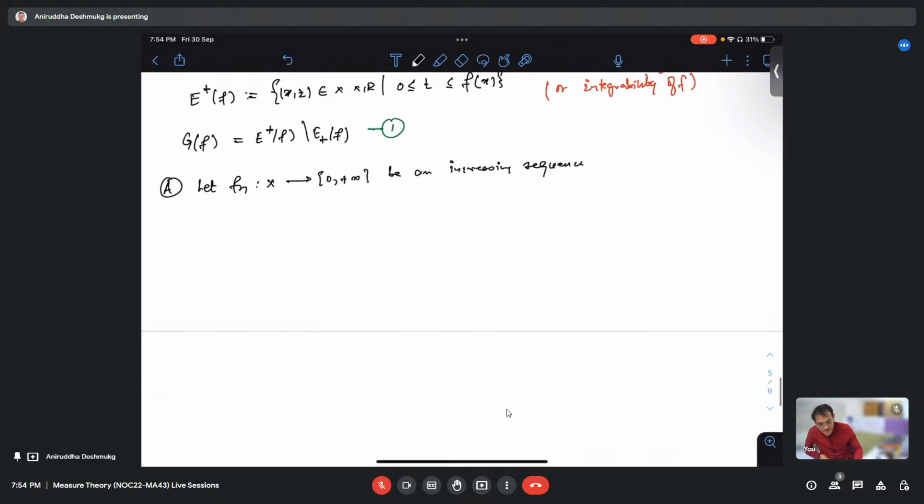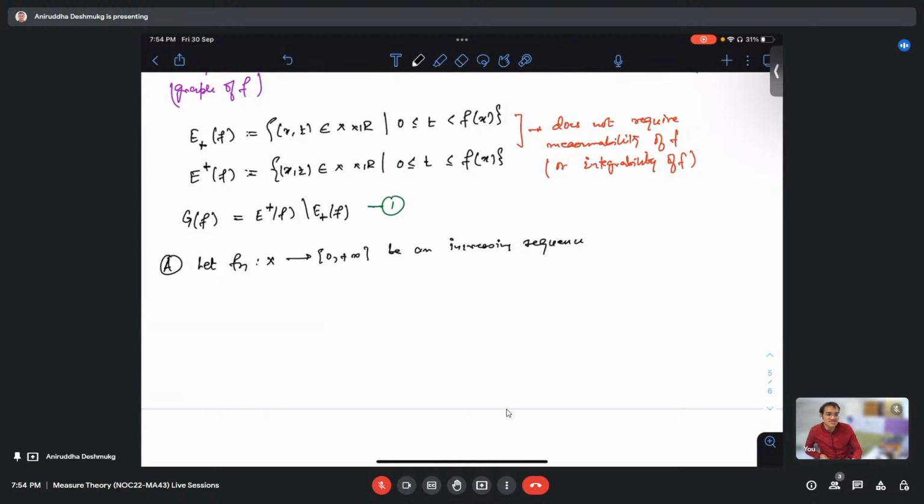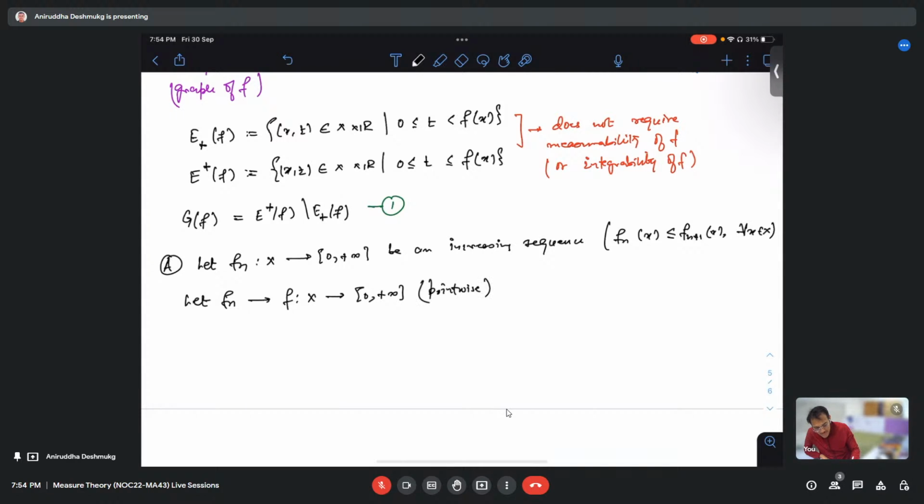So in this result, I'm not going to assume that Fn is an increasing sequence of measurable functions. I'm just going to assume that it is an increasing sequence. That means Fn at x is less than or equal to Fn plus 1 at x for every x. And let Fn converge to a function f pointwise. Then the first claim I am going to make is about E lower star f.